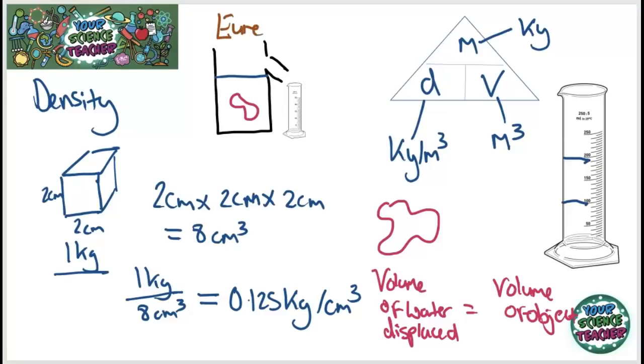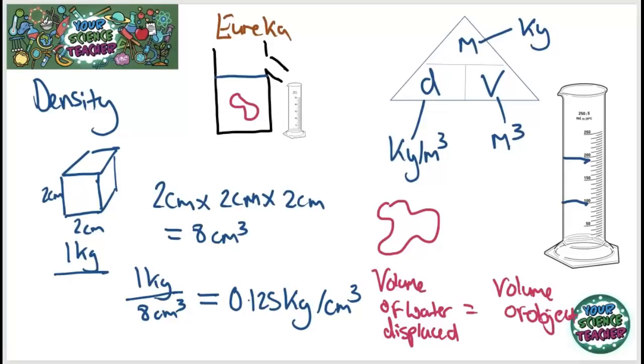What we do with a eureka can is we place our irregularly shaped object inside the eureka can filled up with water, and the water will overflow into a measuring cylinder and we can measure the volume of water displaced. And measuring the mass of the object will always be quite easy, and what you should use is a top pan balance, and that's what we can use to accurately find the mass of the object.